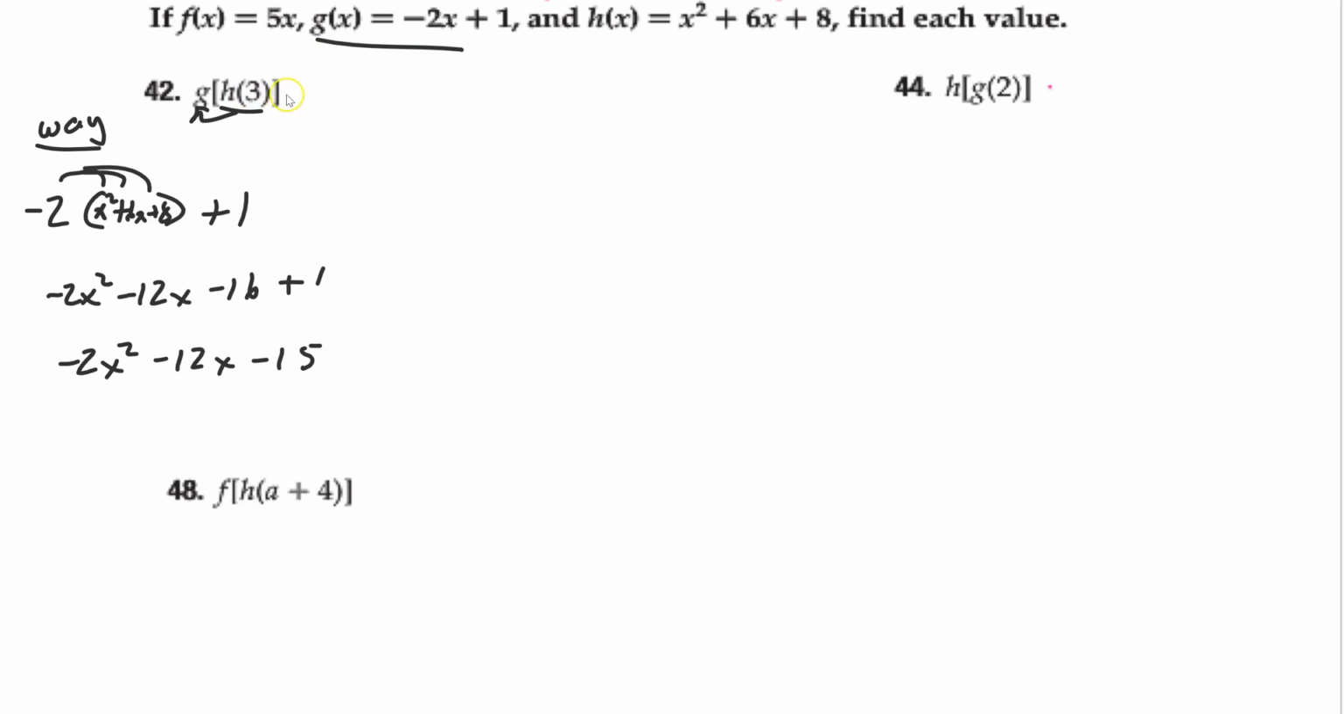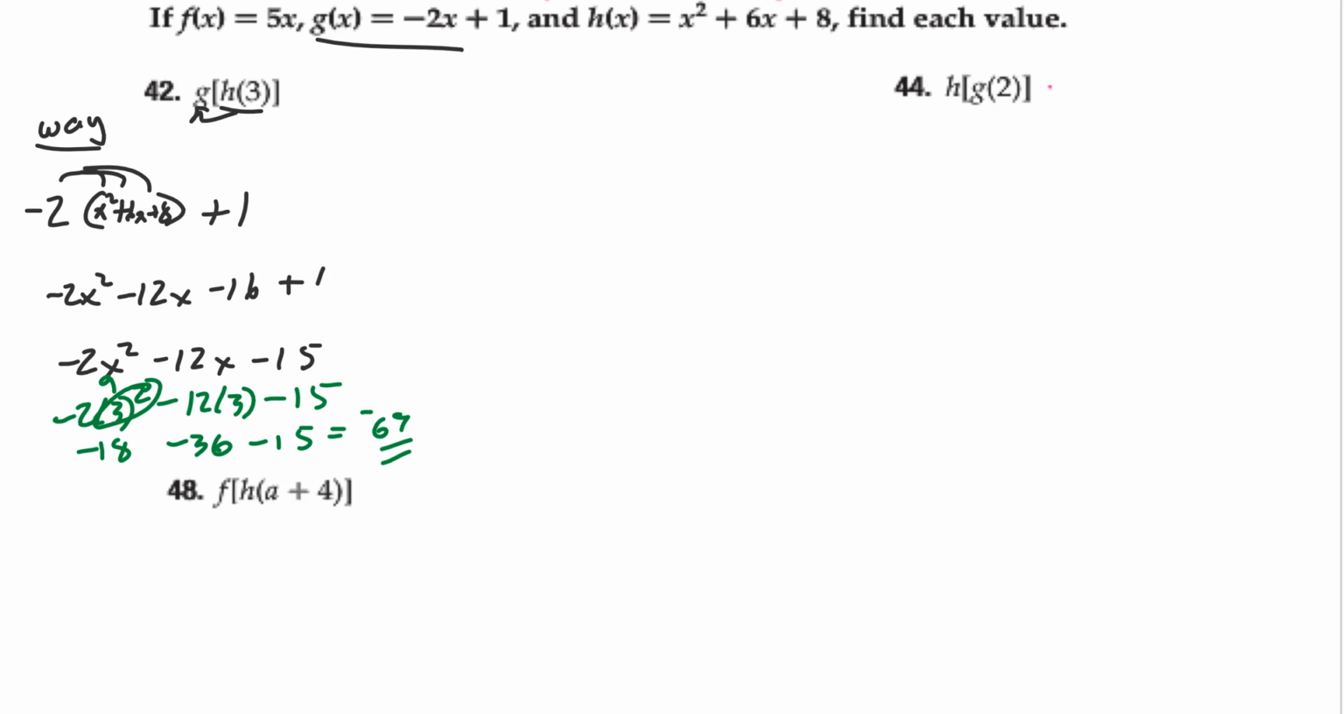And then I haven't used the number yet, right? 3? Now we just plug it in. So plug in the 3. So negative 2 times 3 squared minus 12 times 3 minus 15. This is 9, so negative 18. Negative 36 and negative 15. That is negative, what is that? 36 plus 15 is 51. 51 plus 18, so that's 69. Negative 69. So you get that. That's way 1. You just do it like you normally do, and then at the end you just plug in the number.